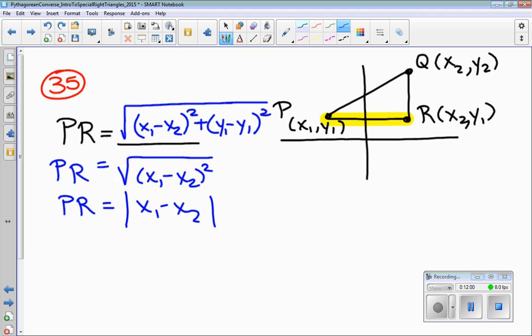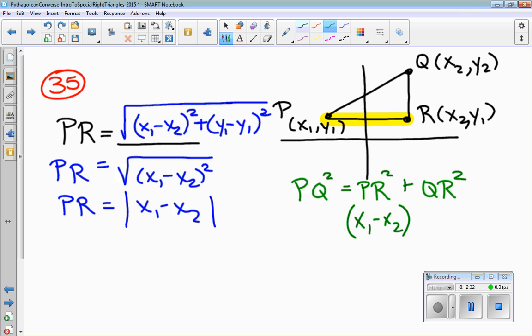All right, and then the next question says, part B, by the Pythagorean theorem, rewrite this statement by putting what you know. So we know that by the Pythagorean theorem, PQ squared equals PR squared plus QR squared. Well, what did we just find? Didn't we just find PR? So let's just plug that in. PR squared would just be this squared, okay? So x1 minus x2 squared.